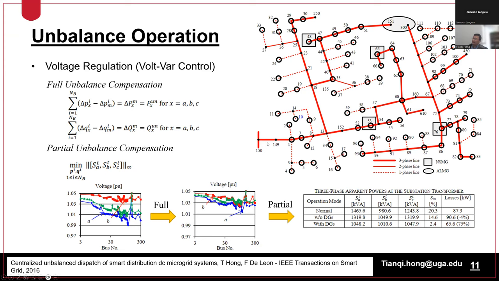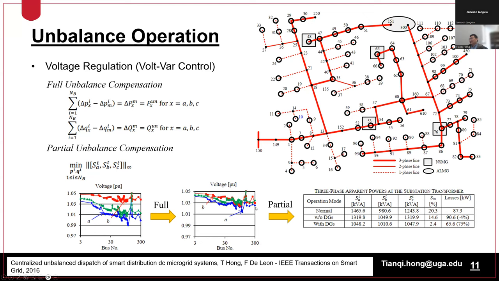And here is a numerical example using the actual IEEE 123 bus system. In this figure, we have the uncompensated three phase voltage. As you can see, the voltage deviation is quite big from phase to phase. But after we run full unbalanced compensation, we can largely minimize the difference between the three phase voltages. And we can also try to solve the voltage problem by moving the voltage above certain values.